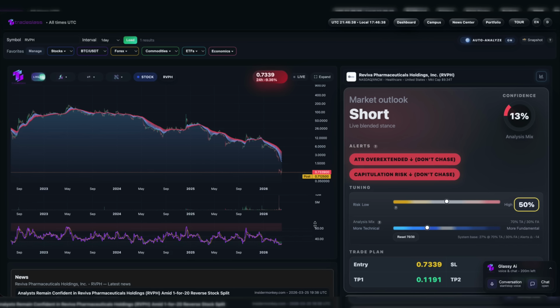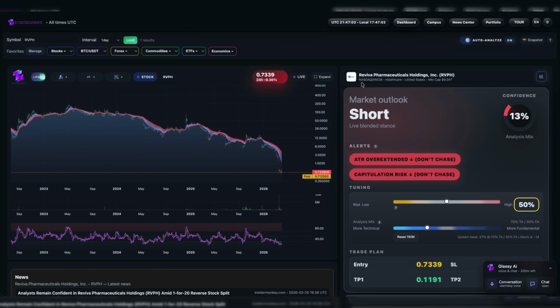Today, we're going to take a look at a stock and use TradeGlass to analyze it. So you're probably already familiar with the interface. TradeGlass brings in technical and fundamentals in order to analyze an asset and actually give you a direction. This is a pretty easy asset, at least to analyze.